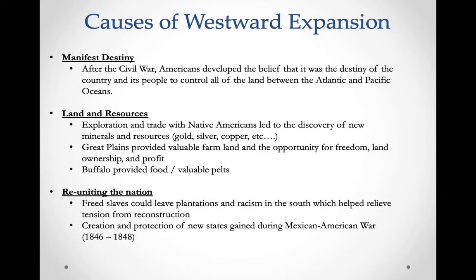The Great Plains also provided other food sources such as buffalo, which provided food, and valuable pelts that could be sold for clothing and other textile-related industries.